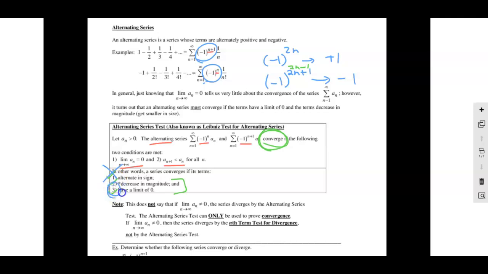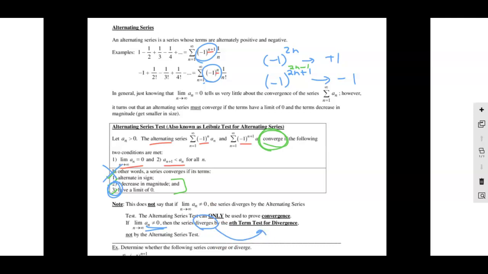And then really, the only work that we're going to have to do is take a limit, and we have to make sure that as n goes towards infinity, that limit must be 0. But if that limit fails, if that limit is not 0, you don't say it diverges by the alternating series test. No, remember, if the limit is not 0, then it actually is going to diverge by the nth term test.